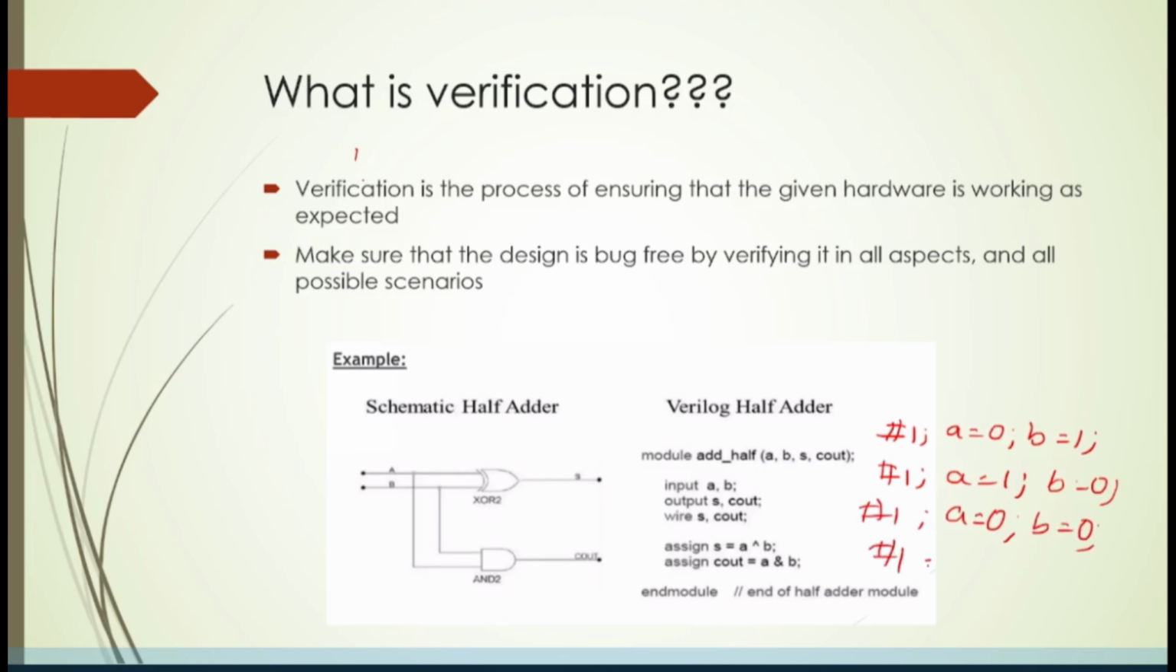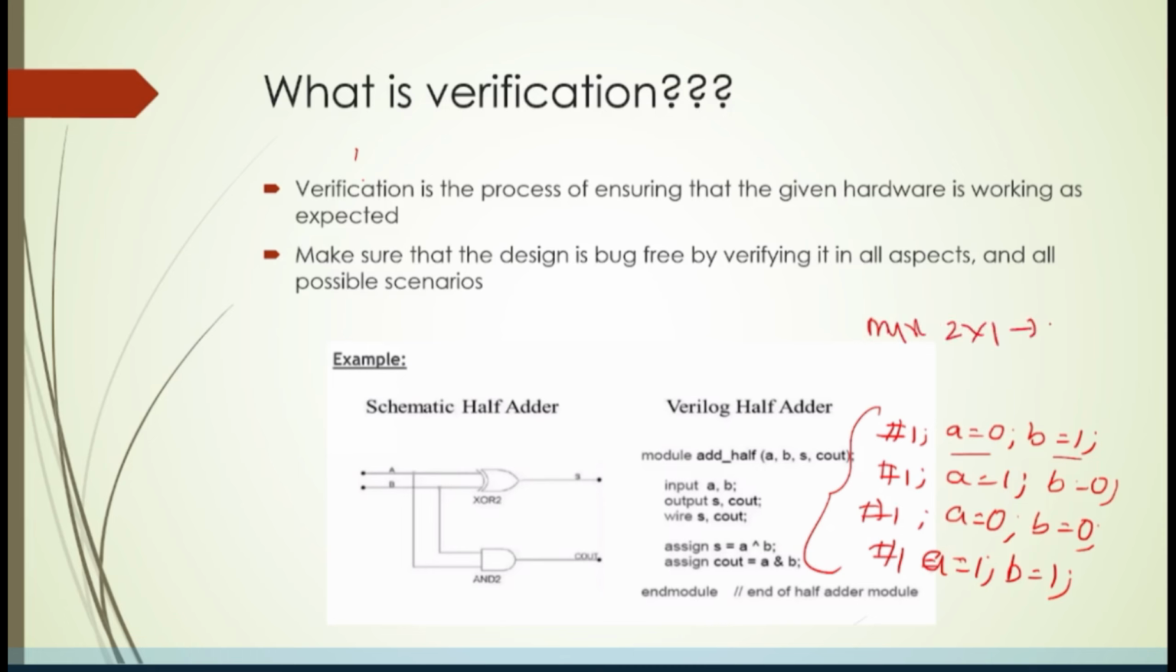Okay, #1, a equal to 1, b equal to 1. Since you are manually passing the values in this way, if this is only 2-bit, it is fine. For example, if you are thinking that this half adder, or you are designing some counter or anything, for example, you are designing the mux, a 2 by 1 mux.